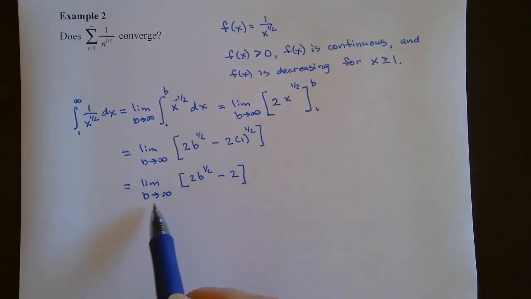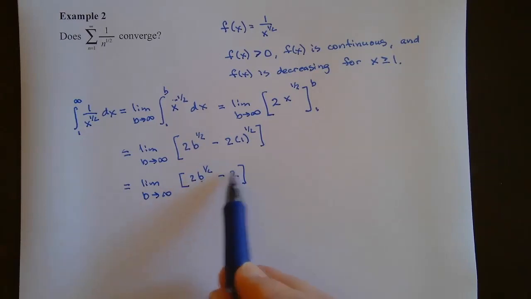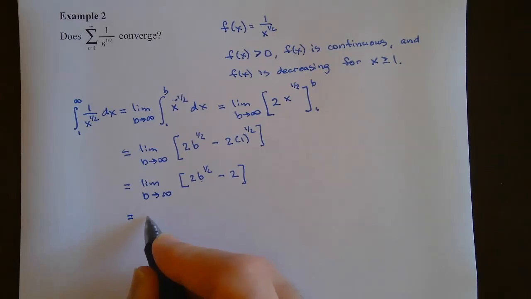Well, what happens as b goes to infinity? Well, you're square rooting it, right? So this number is going to get bigger and bigger and bigger, which is going to make b to the 1/2 become bigger and bigger and bigger, which is going to make times 2 bigger and bigger and bigger, minus 2. So this minus 2 is insignificant. So this turns out to be equivalent to infinity, all right?